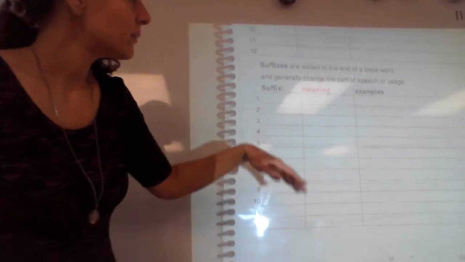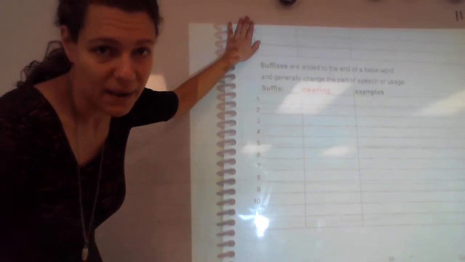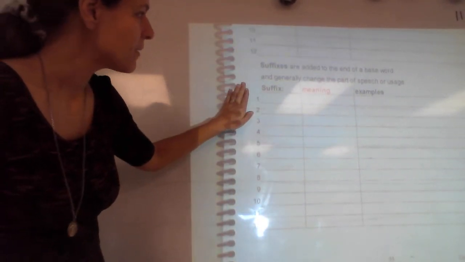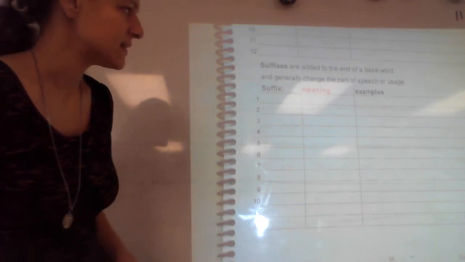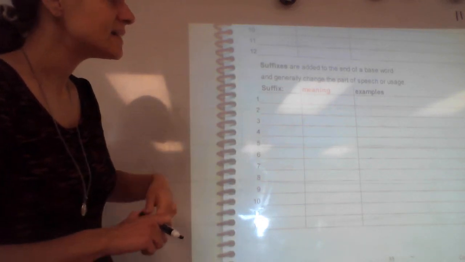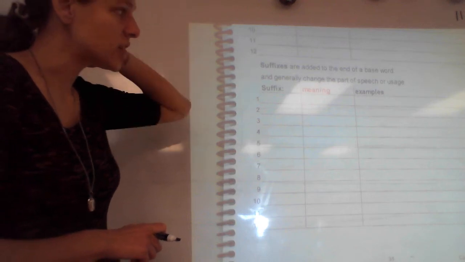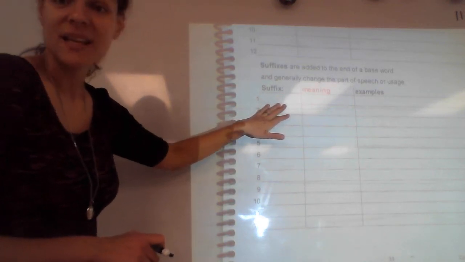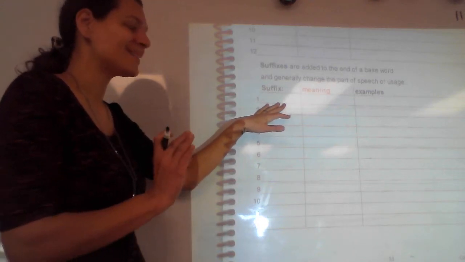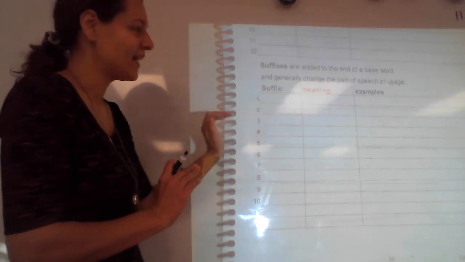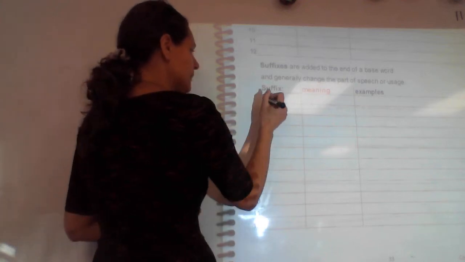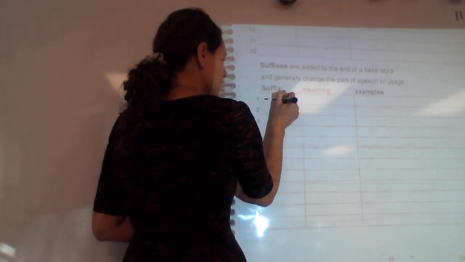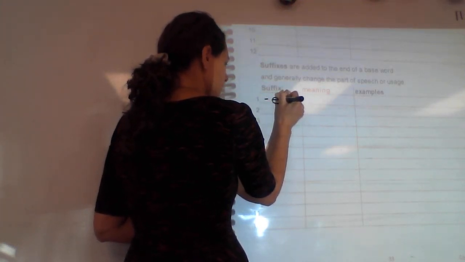All right, so we're halfway down our page because the top half is prefixes. Our bottom half we have suffixes. So suffixes are added to the end of a base word and generally change the part of speech or usage. Our first suffix that we're going to put in is the er. Go ahead and write that in.